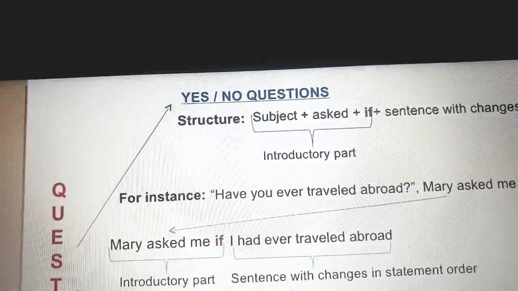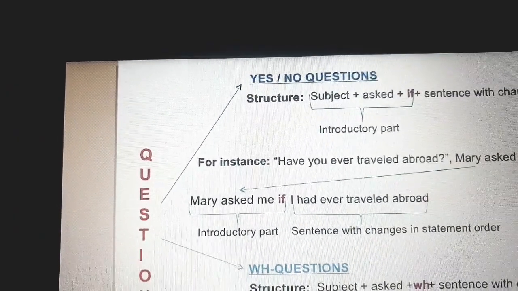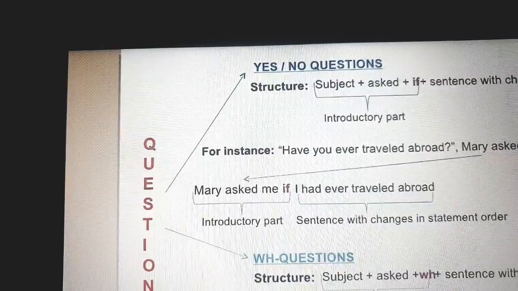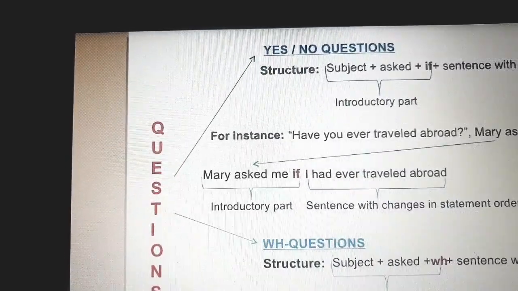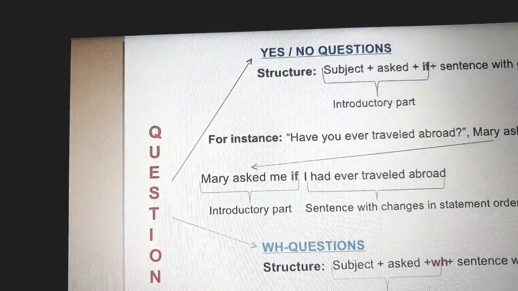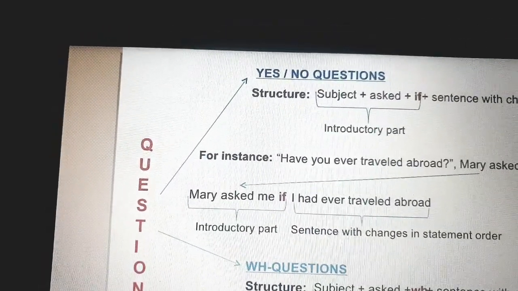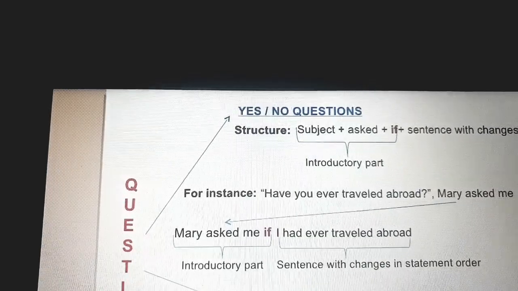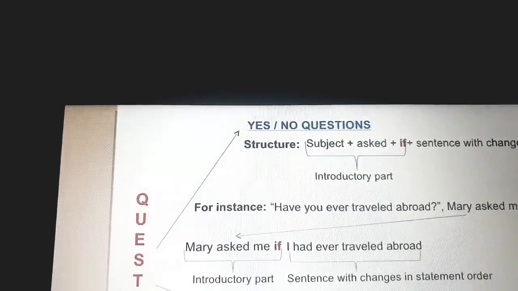Okay, in statements, we said that we have two reporting verbs, and they are the most common to use, said and told, as I explained before. But the reporting verbs that I'm going to use in direct and indirect questions could be asked, or wanted to know, or wondered. So we have three reporting verbs that we could use when we want to transform from direct question into indirect.